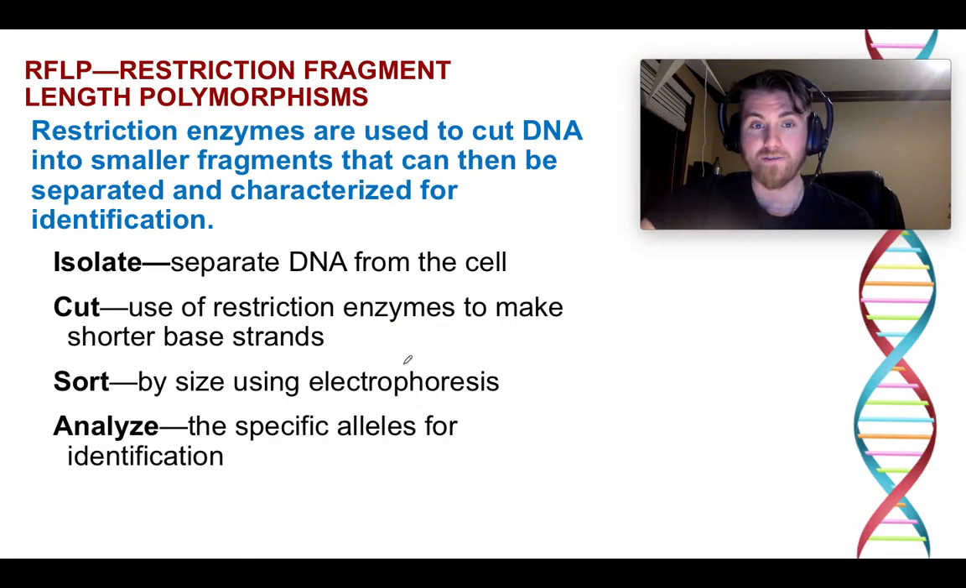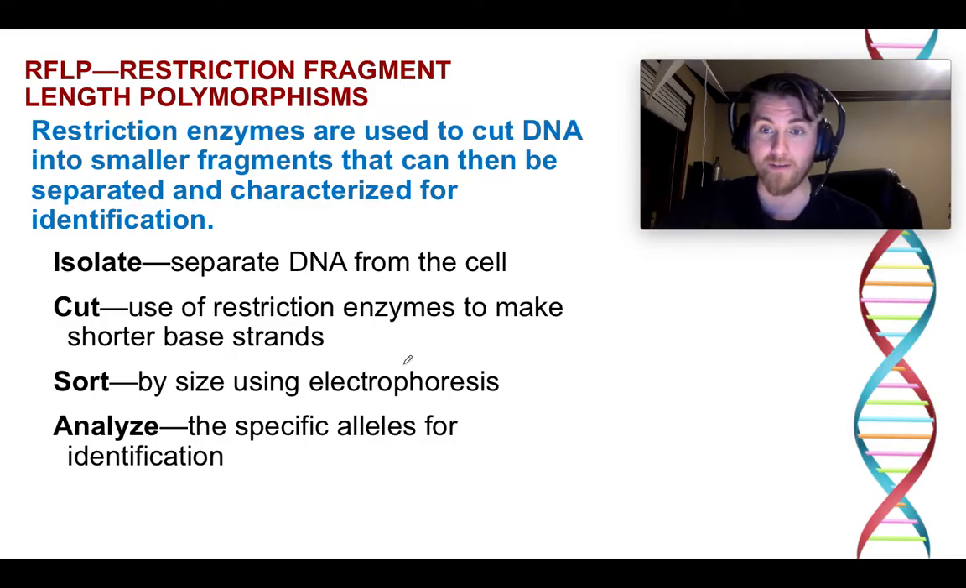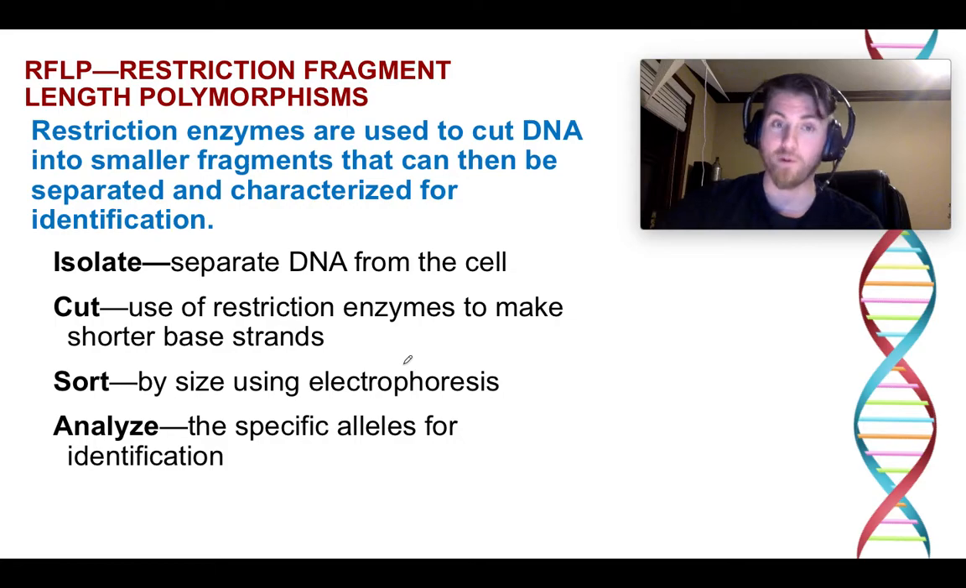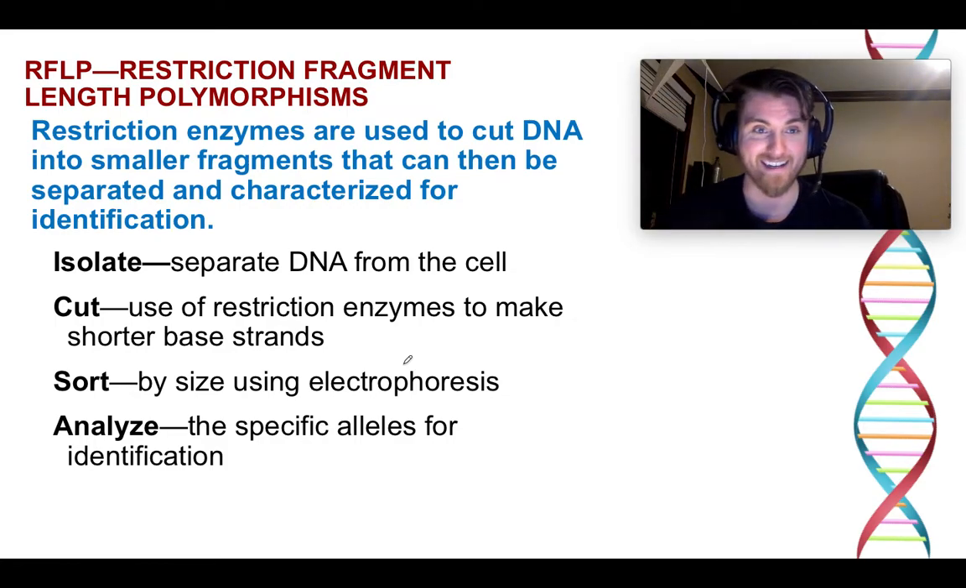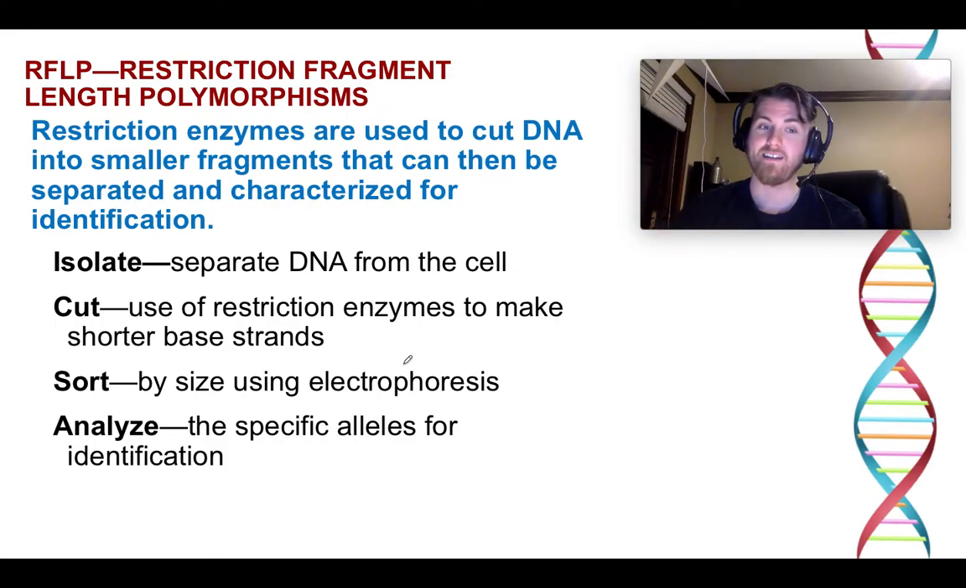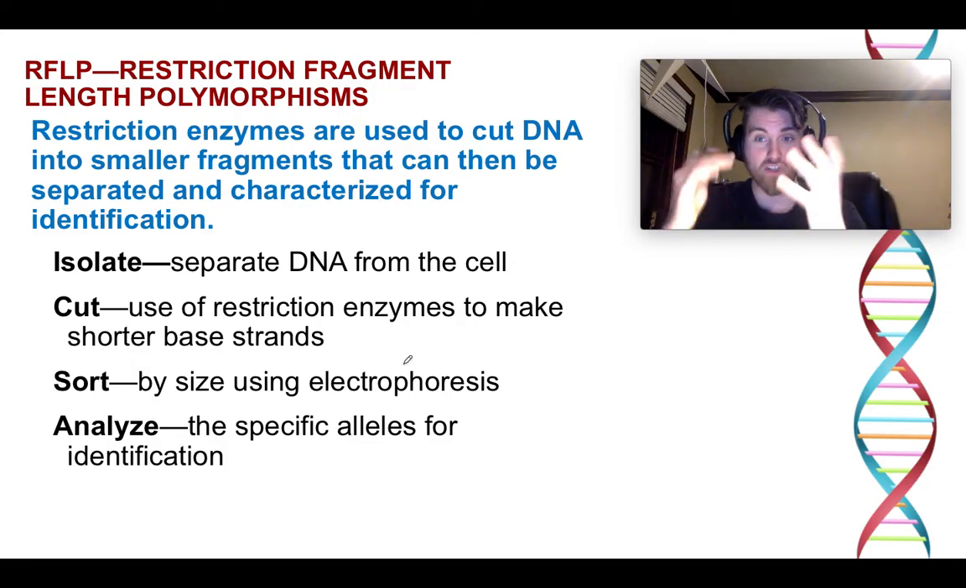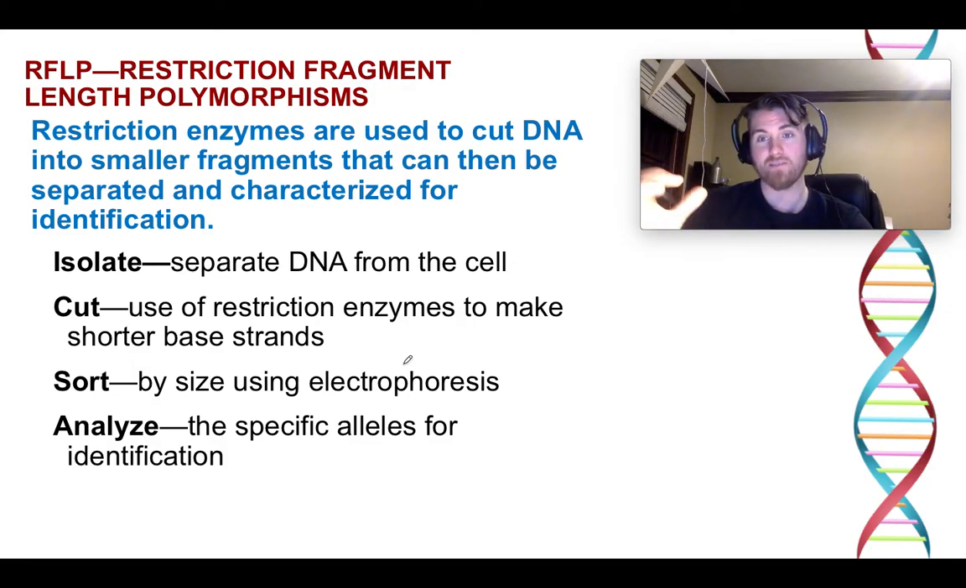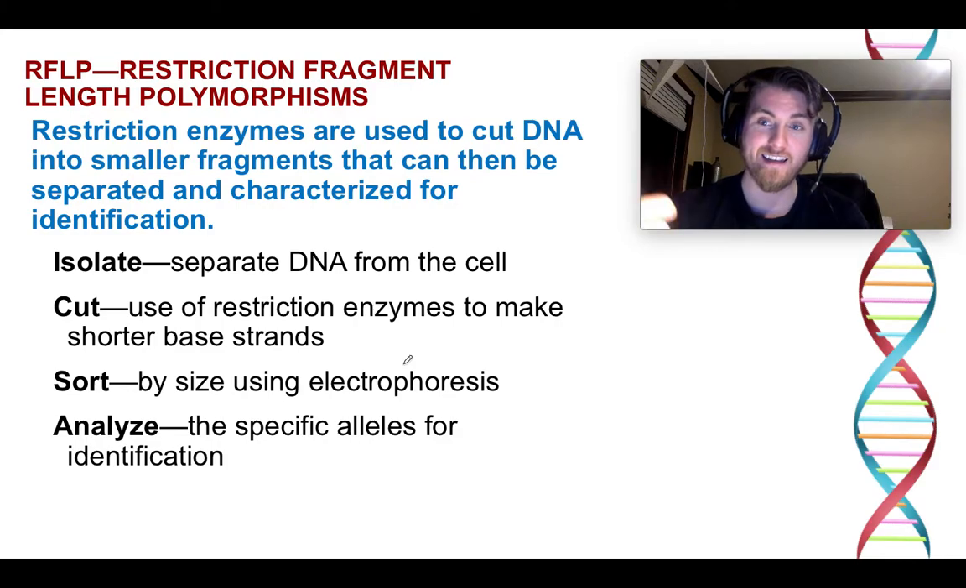So what we want to do first is start out with RFLP. RFLP is restriction fragment length polymorphism. I have to look at it every single time I say it. But all that RFLP is used to do is find that very small specific section of DNA in a crime scene to begin with.